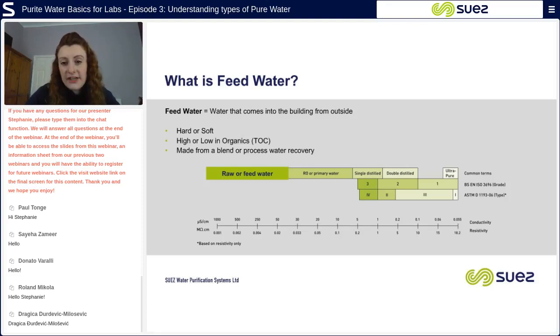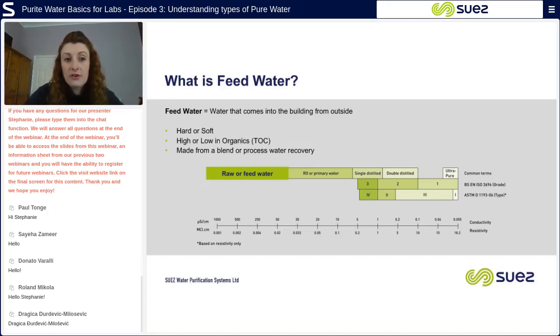Organics are long-chain carbon molecules produced from naturally decaying vegetation and fertilisers, which flow into the source water, causing high total organic carbon, which is TOC and is measured in parts per billion or parts per million. Other impurities that can affect the feed water quality can include silica, which is a constituent of sand, or even old pipework, which can leach into the water, such as rust.